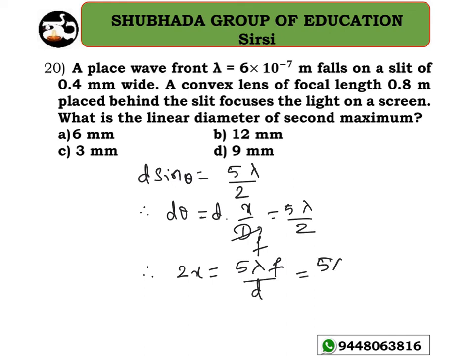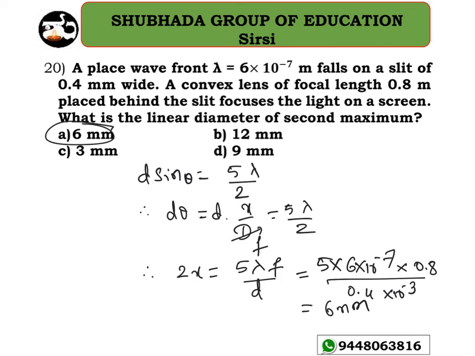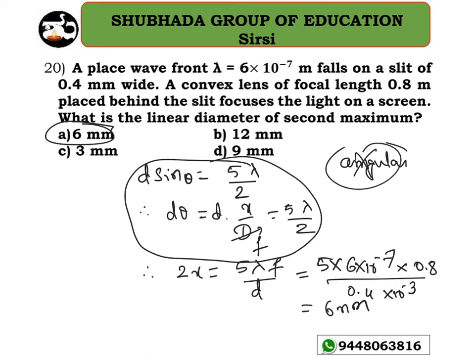So let me substitute here, 5 into lambda, which is 6 into 10 to the power of minus 7, into the focal length, which is 0.8 meter, divided by the small d, which is 0.4 millimeter wide, 0.4 into 10 to the power of minus 3 meter, which is equivalent to 6 millimeter. This is the right answer. This is the linear diameter of the second maximum, it is not the angular one. Please try to remember, so that's the reason why this method should be followed here.